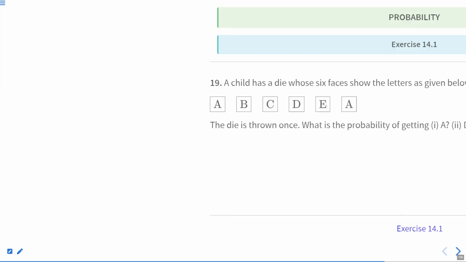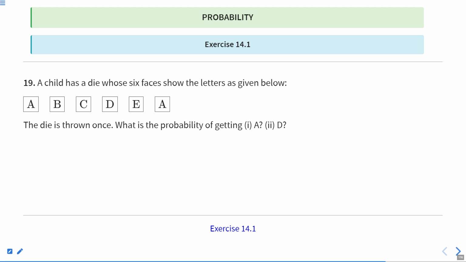Okay, so now let us move to next problem. In the next problem, a child has a die whose 6 faces have the letters as given below: A, B, C, D, E, A. The die is thrown once. What is the probability of getting A and D?